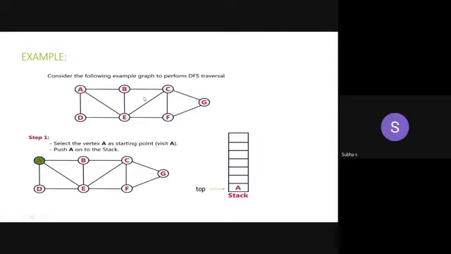Don't hesitate. So this is the same graph, because for easy understanding, I have taken the same example which we saw in the BFS traversal. So we have 7 vertices in this graph. You can start from any vertex. Initially, I started from A.